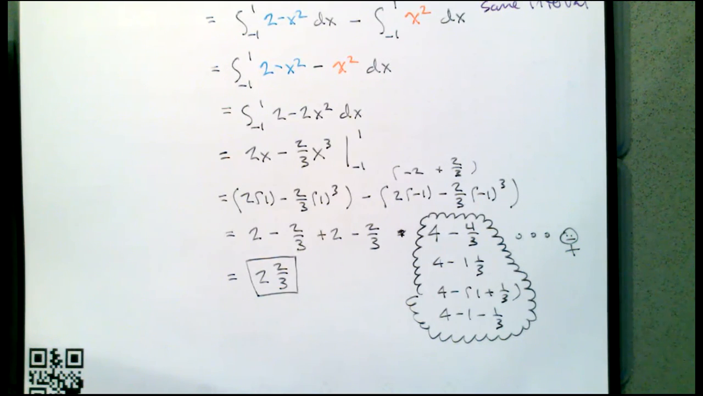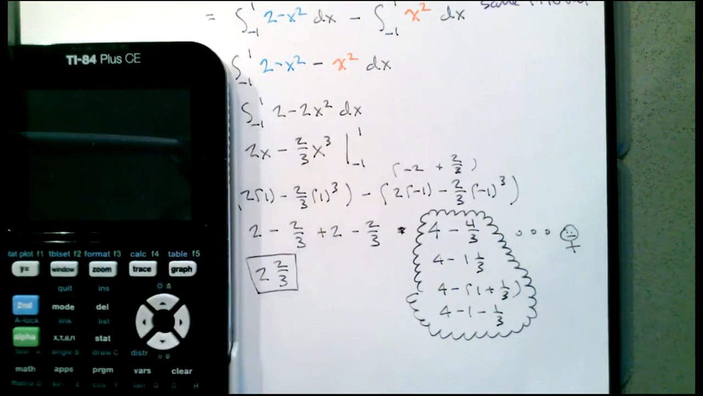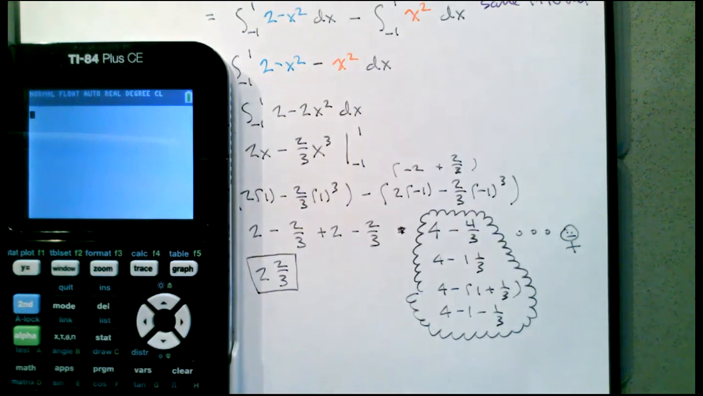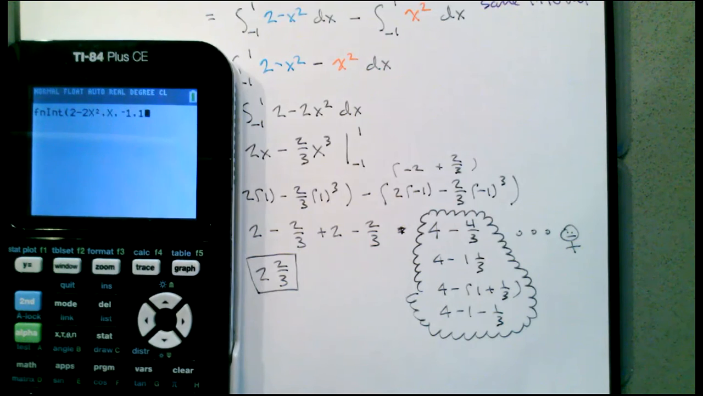Earlier, I mentioned that this is actually a value that our calculator can handle. So if I just math 9 to bring up numeric integration and integrate the function 2 minus 2x squared with respect to x from -1 to 1 and have it convert to a fraction, then we get the 8/3. So it all worked out.